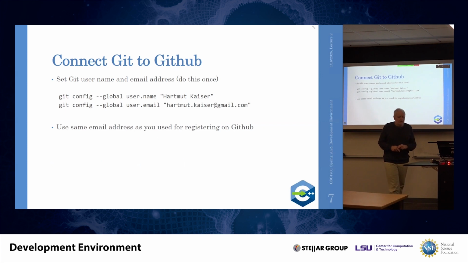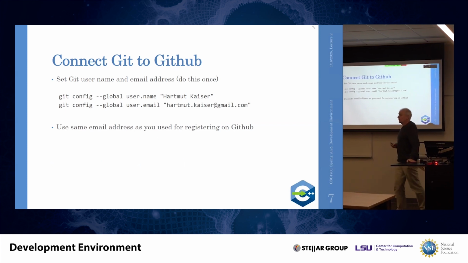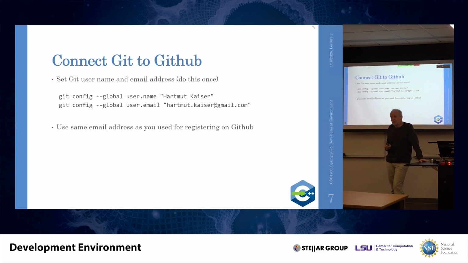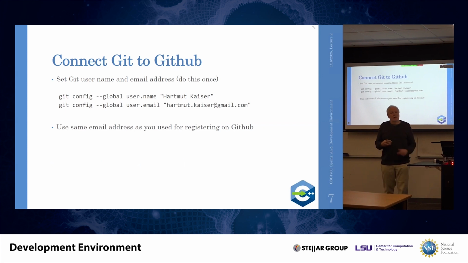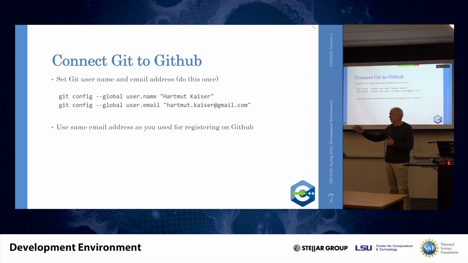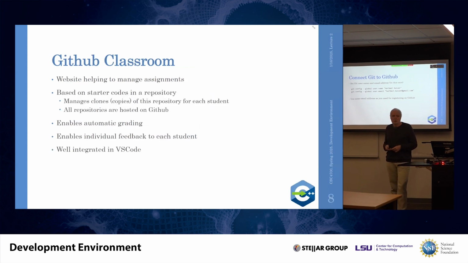The only thing you might have to do, once you open Visual Studio Code for the first time, is type in some additional commands in the terminal inside Visual Studio Code to set up your local copy of Git and connect it to GitHub. The important part here is that you use the same email address as you used when creating your GitHub account, because that one is used to establish the connection with the GitHub service, which you will need for the homework.